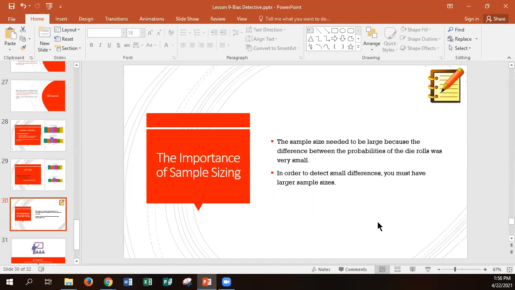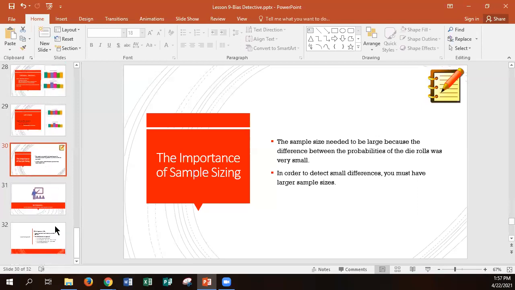So your sample size needed to be large because the difference between the probabilities of the die rolls was very small. There was a very small difference. It wasn't this giant difference that would be easy to see, okay? So in order to be able to detect, in order to be able to see small differences, you must have a larger sample size. The larger your sample size, the more you will be able to see that difference in that probability, okay? I'll give you guys a moment to finish writing this down. So a larger sample size means a better visible bias, right?